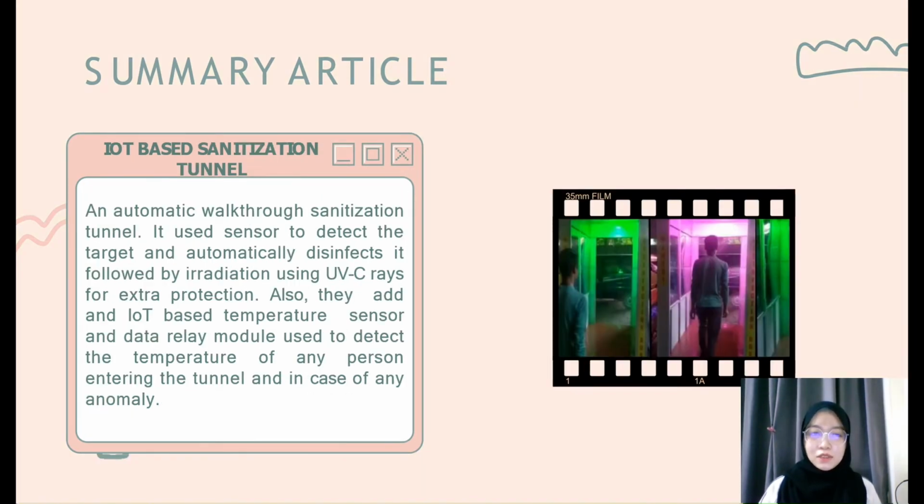This is the summary article for the IoT-based sanitization tunnel, an automatic walk-through sanitization tunnel. It uses a sensor to detect the target and automatically disinfects it, followed by irradiation using UVC rays for extra protection. Also, they add an IoT-based temperature sensor and data relay modules used to detect the temperature of any person entering the tunnel and any anomaly. This is the diagram for this project.